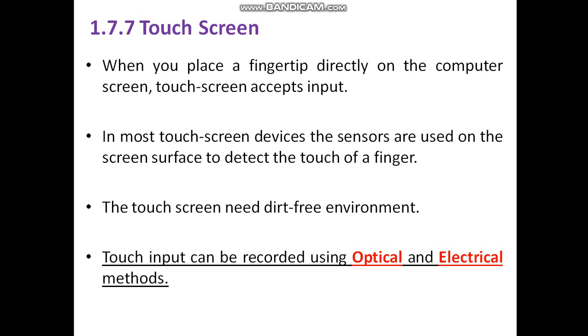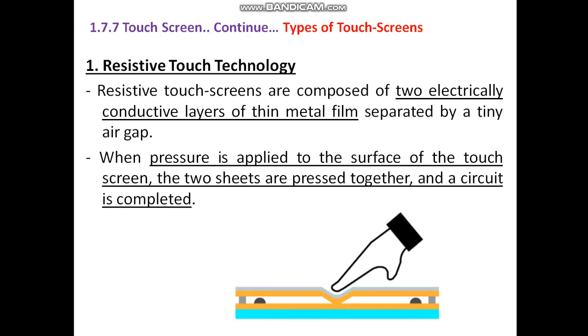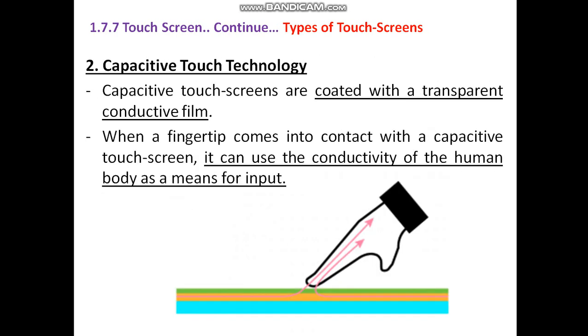Sensors are used on the screen surface. Third, the touch screen needs a dirt free environment. A touch screen is sensitive, so it needs a dirt free environment. Fourth, touch input can be recorded using optical and electrical methods. Then there are two types of touch screen: first is the resistive touch screen and second is the capacitive touch screen.